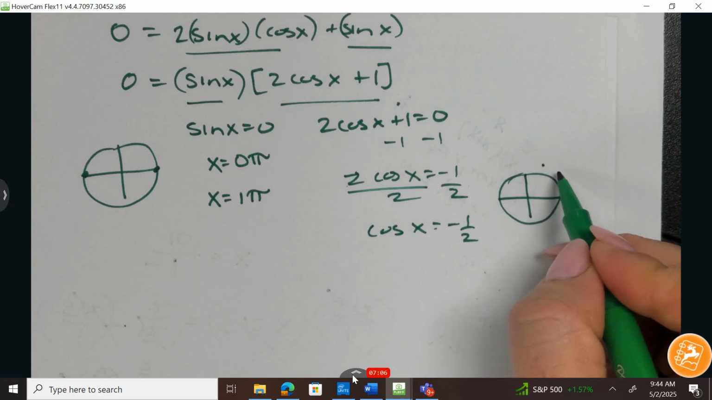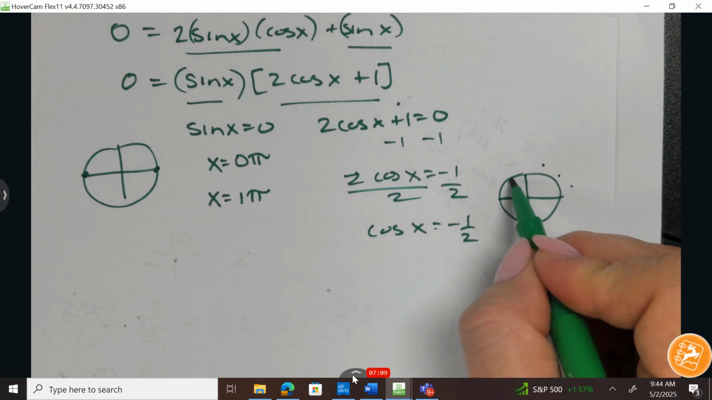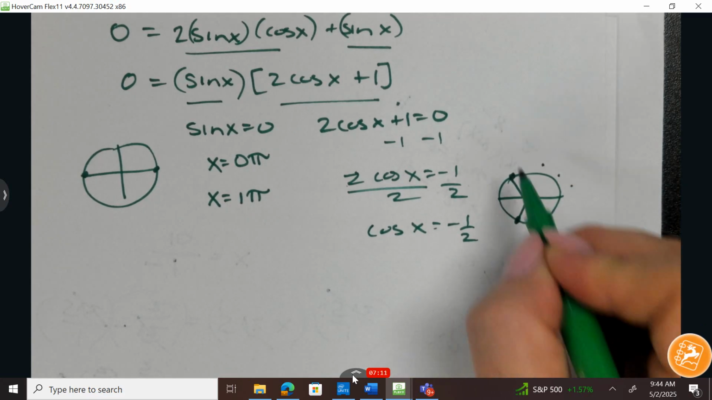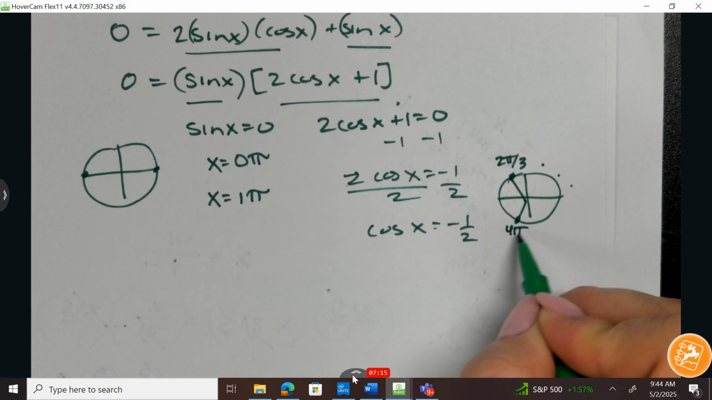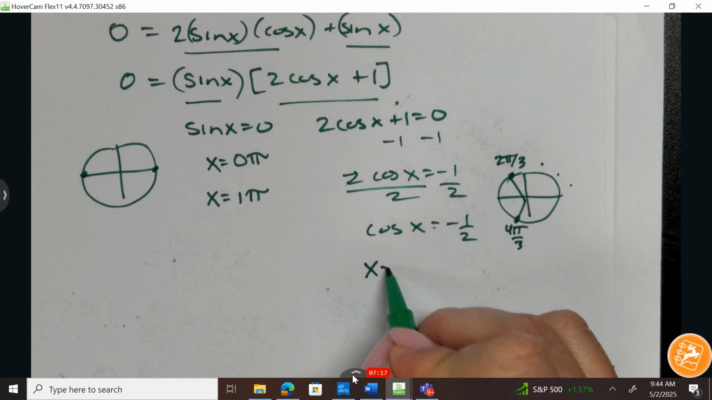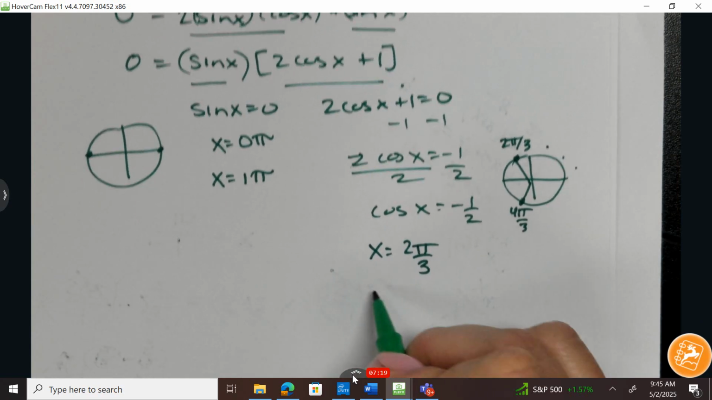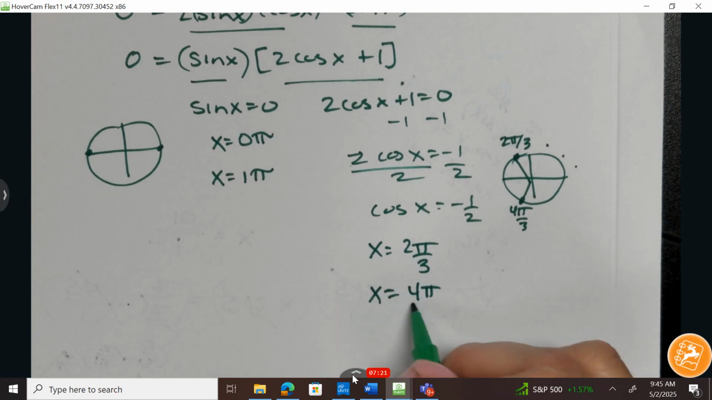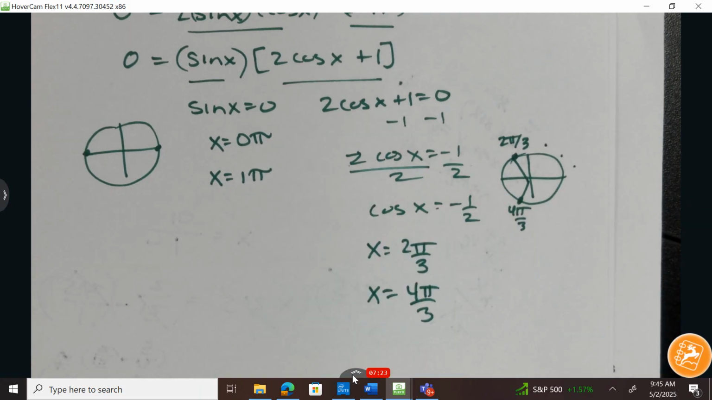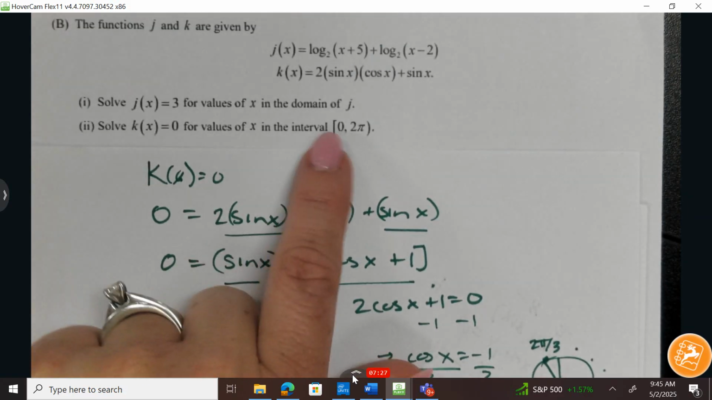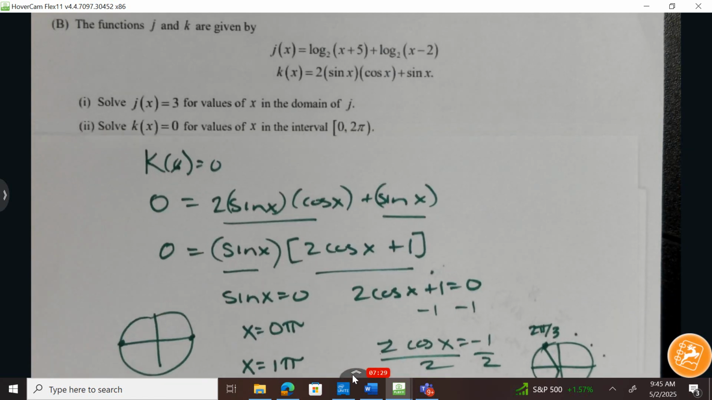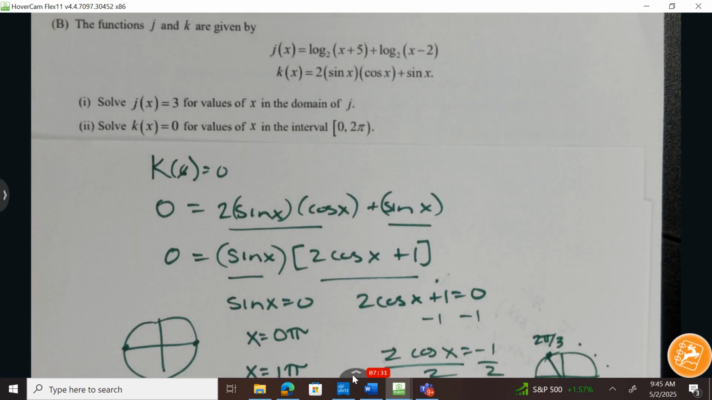Cosine is negative in the second and third quadrants, so it would be right up here and down here. So 2 pi over 3 and 4 pi over 3. So x equals 2 pi over 3 and x equals 4 pi over 3. So I have 4 different solutions, and all of those solutions are within this interval. So those are my 4 answers for the second part of B.